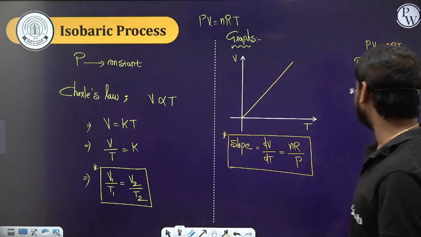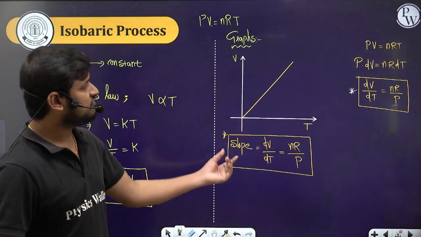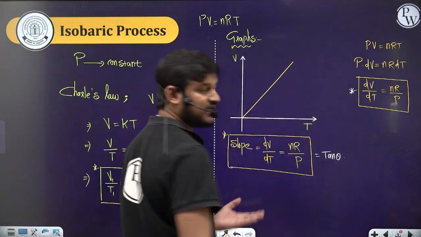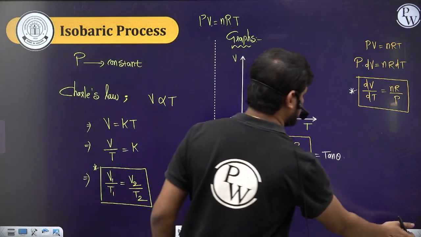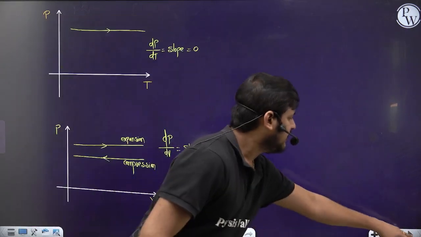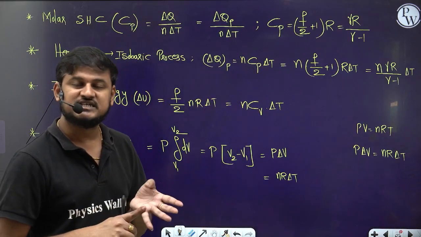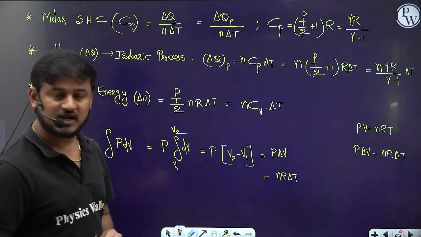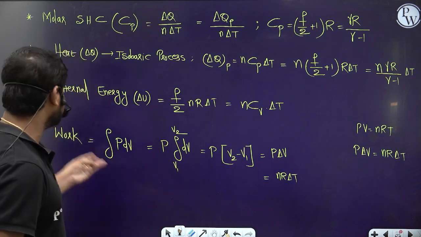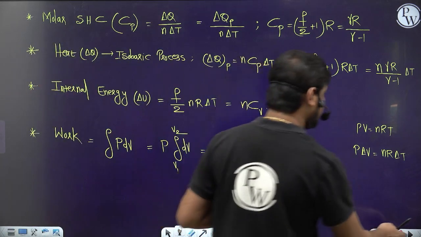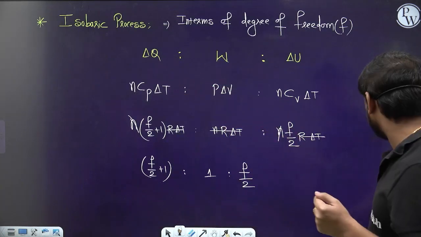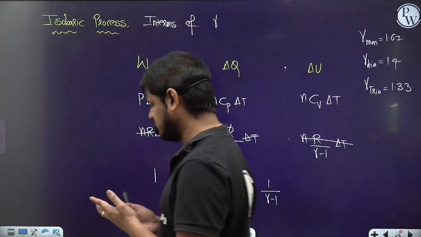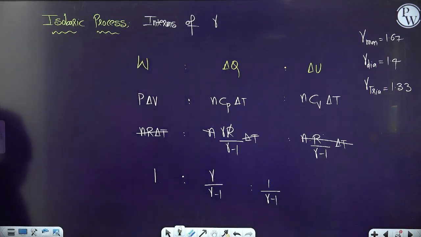Remember this: dV by dT, the slope of the VT curve, equals tan theta, which is also equal to nR by P. The question can be framed directly based on this, right? So graphs done. And then the molar specific heat capacity in the isobaric process, the heat absorbed or released, the internal energy, the work done, and their ratios in terms of the degrees of freedom and in terms of gamma. Clear? Understood, guys? So next.